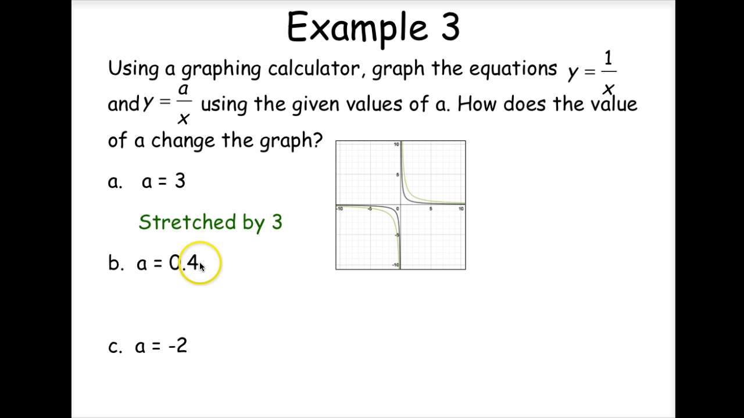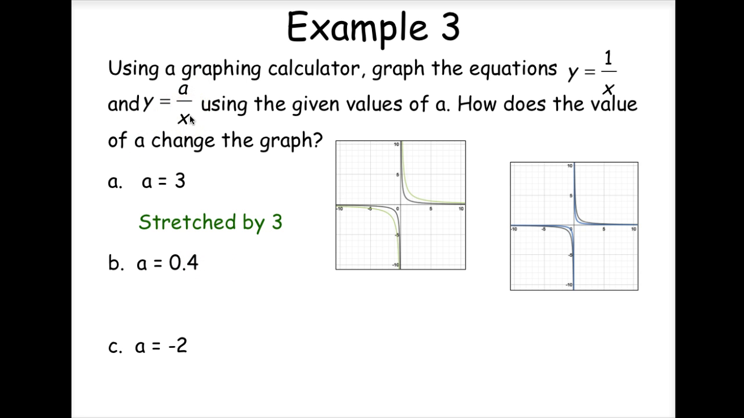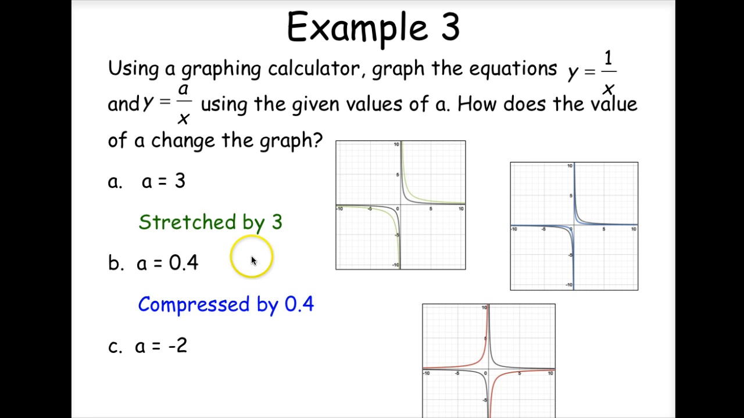Okay, let's go in and substitute in y2 for 4/10 divided by x. Notice that this is less than 1. It falls between 0 and 1. So our blue line is compressed by 4/10. Now let's substitute in a of -2. And what do we see here? It's stretched by 2. And it's reflected across the x-axis.